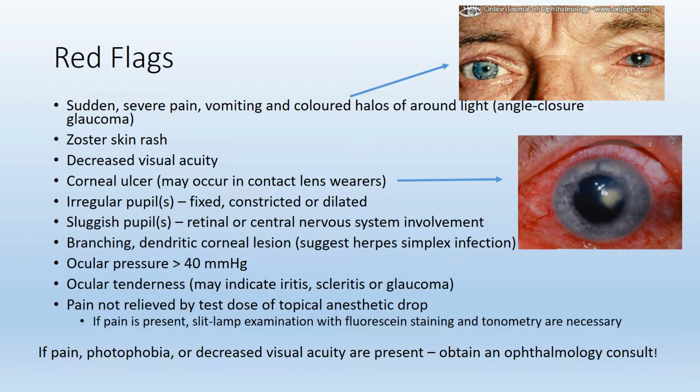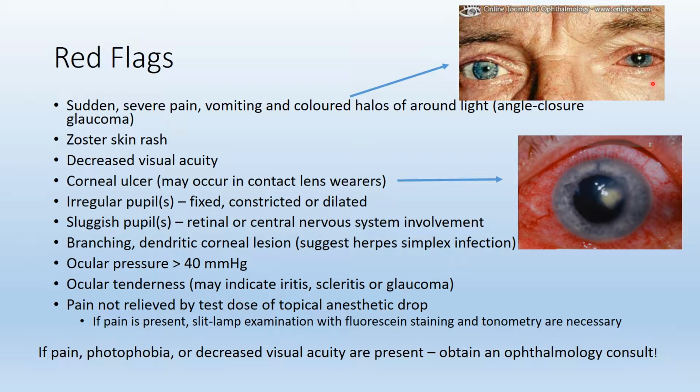As always, you want to identify any potential red flags. That can include things like a sudden severe pain that may be associated with vomiting or colored halos around light, such as in angle closure glaucoma. And you can see in this picture here, there's a difference in the size of the pupils as well as significant redness to the scleral layer of the eye.